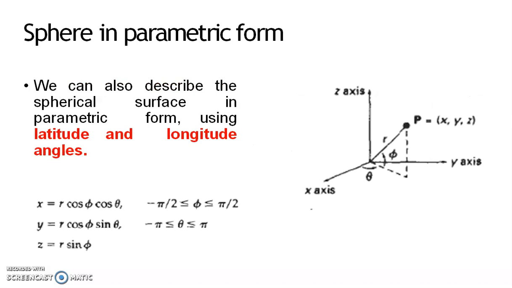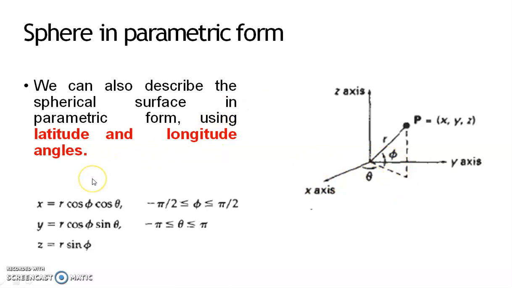And sphere in parametric form. Here it is represented in the xyz plane. This is x-axis, y-axis, z-axis, xy plane, yz plane and zx plane. Then point P is at radius r from the origin, and the coordinates of P are x, y, z, and phi is represented as the latitude angle and theta is the longitude angle.